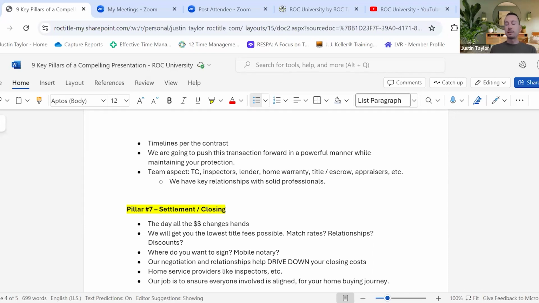Mobile notary, virtually available all the time. They're going to come to your house or your job or wherever it may be. Just know that's an option. So it's not like you have to go into the office to sign. We can meet you wherever you are.